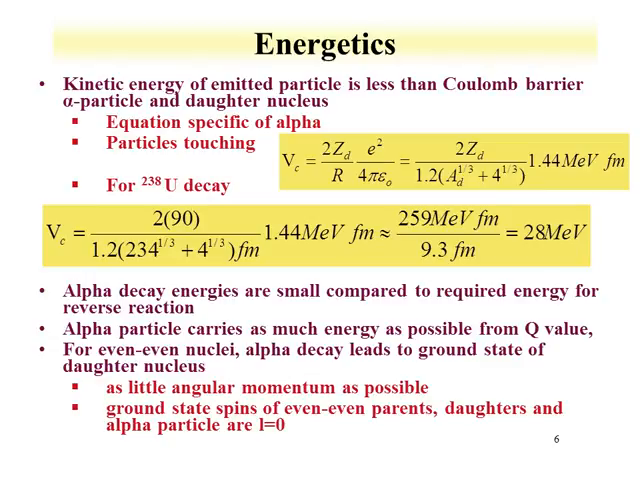So this says that while the alpha is emitted with on the order of 4 MeV, to reverse the reaction would take 28 MeV. The alpha decay energies are small compared to the energy required for the reverse reaction. This is an idea that can be used to figure out how this mechanism occurs and how the alpha particle leaves the nucleus.